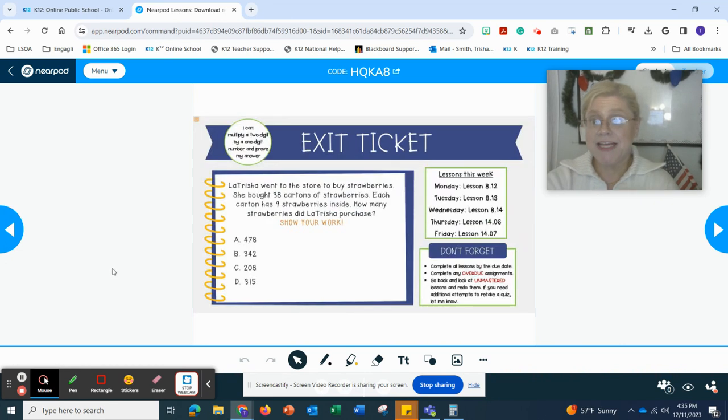And then you get to go to your exit ticket. So Latricia went to the store to buy strawberries. She bought 38 cartons of strawberries. Each carton has 9 strawberries inside. How many strawberries did Latricia purchase? Show your work, my friends. Show it. Then circle the answer.